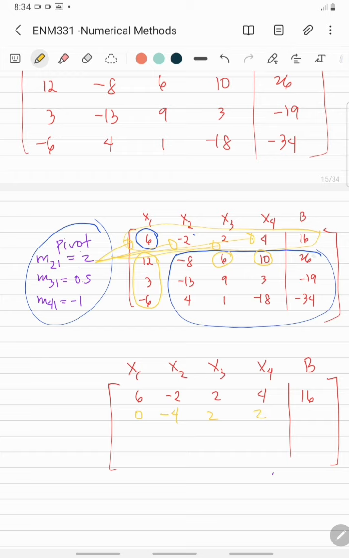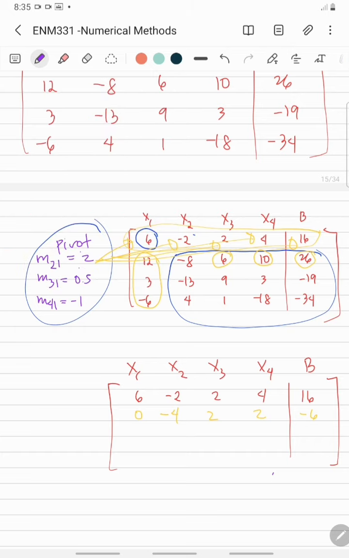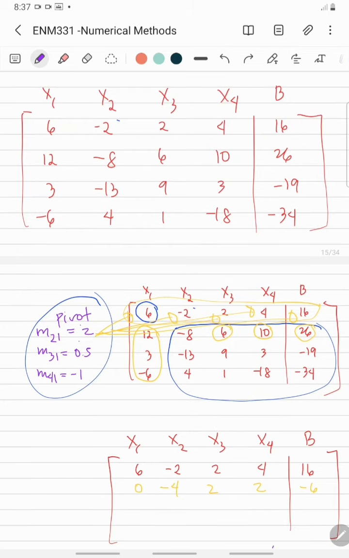And for 26 minus 2 times 16 equal to negative 6. For the third row, okay, we have to change the elements for the third row. Okay, we have 3 minus 0.5 times 6, that is equal to 0.